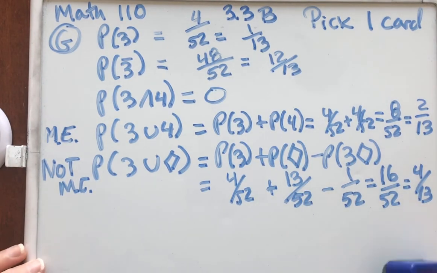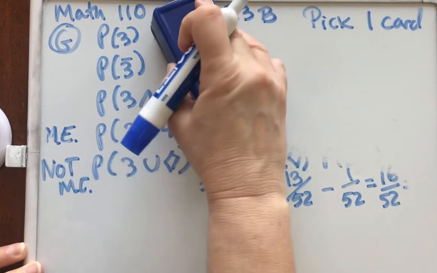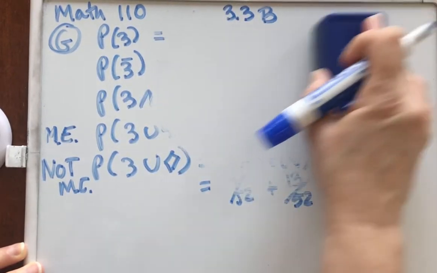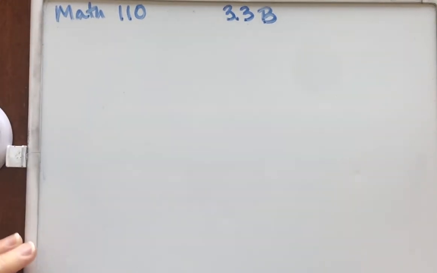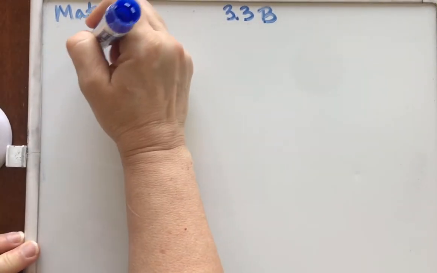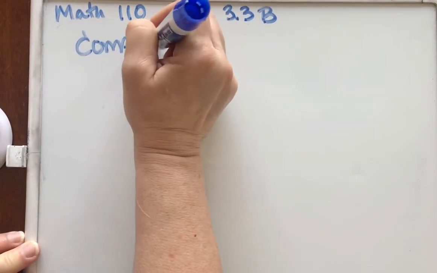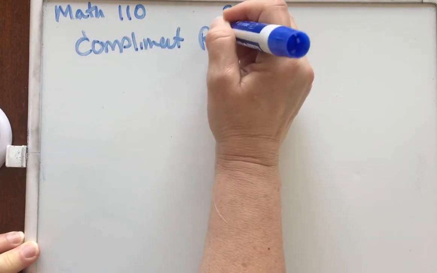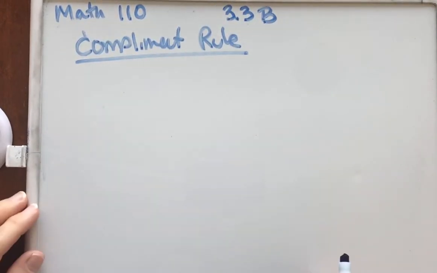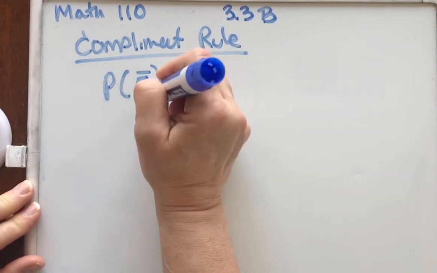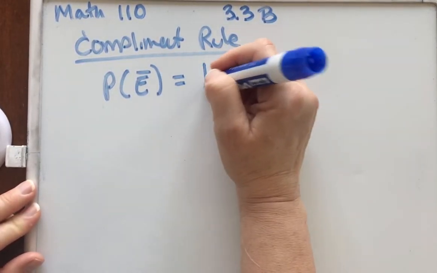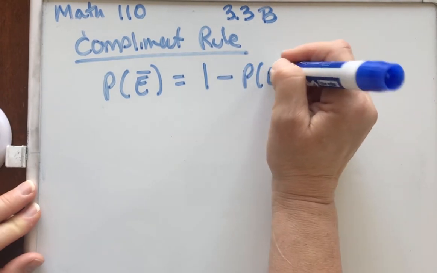Okay, now we're going to look at something that you saw in the video called the complement rule. The complement rule. Okay, and that states if we take the probability of not E, that will equal 1 minus the probability of E.